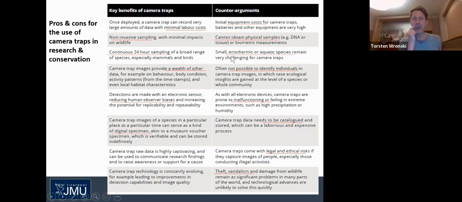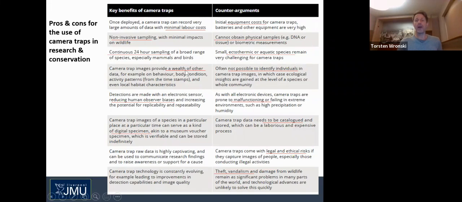The disadvantage is that we can sample only endothermic species, those warm-blooded animals which emit heat. Camera traps usually react to movement and to heat. And if we have ectothermic species like reptiles or amphibians, camera trapping technology cannot be applied.